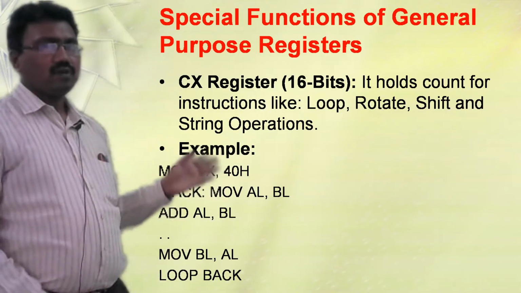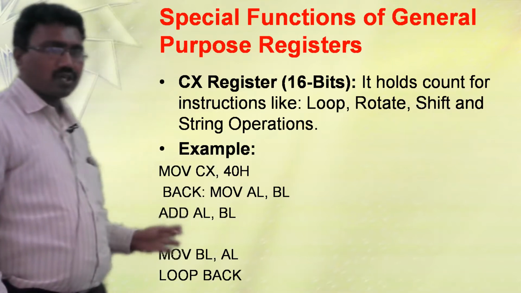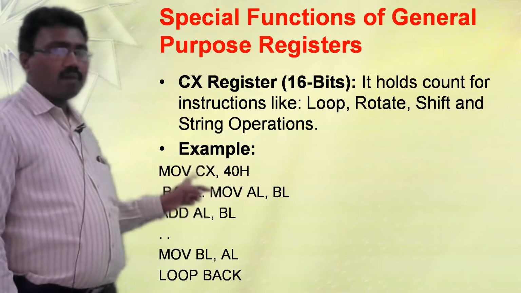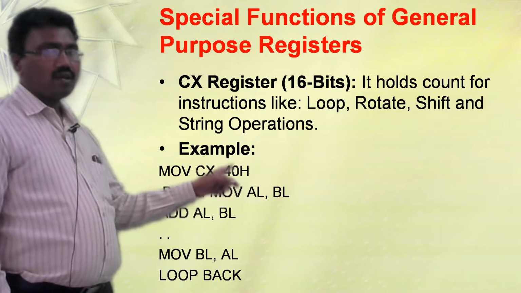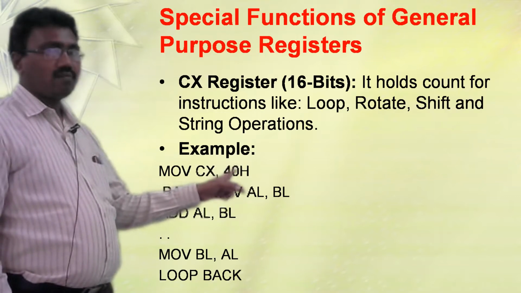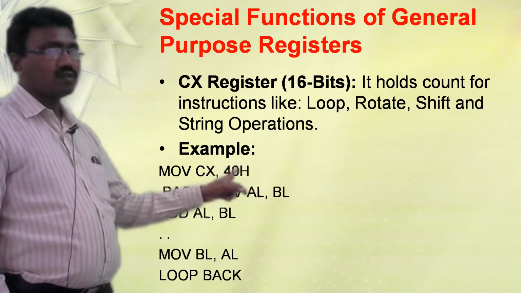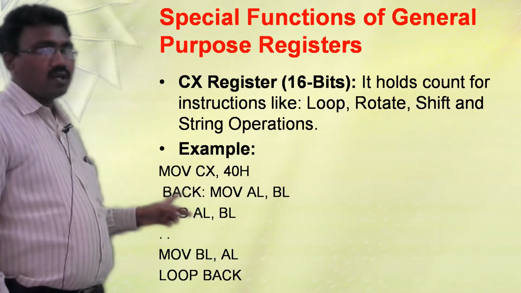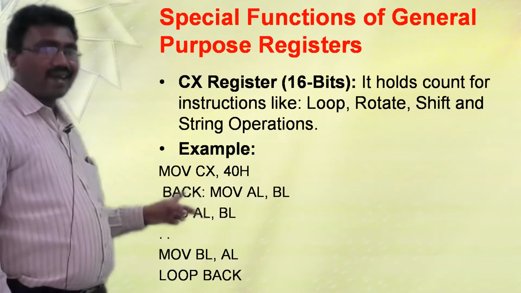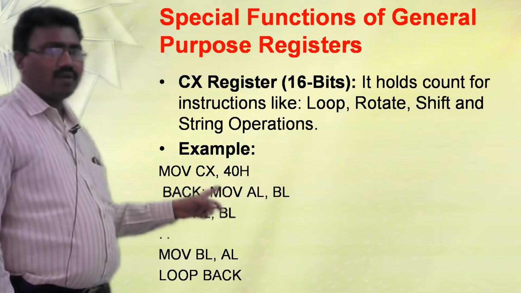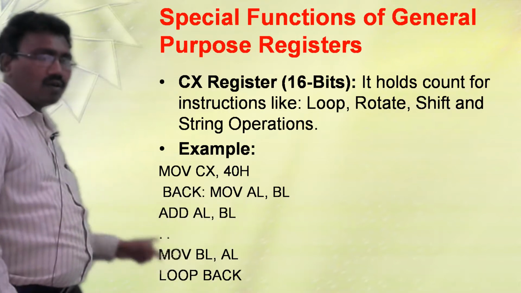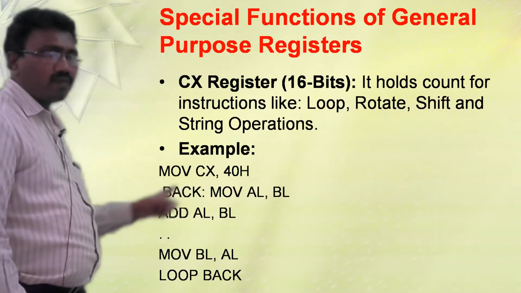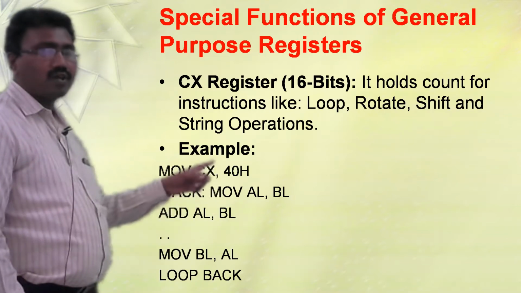For example, we will see one example here with the loop instruction. Here, MOV CX, 40H: the 40 is a number, and H indicates hexadecimal. 40H is copied to the CX register before starting the loop. Here a loop starts; BACK is the label name, and these are the group of instructions. This group of instructions will repeat until the counter is equal to 0.